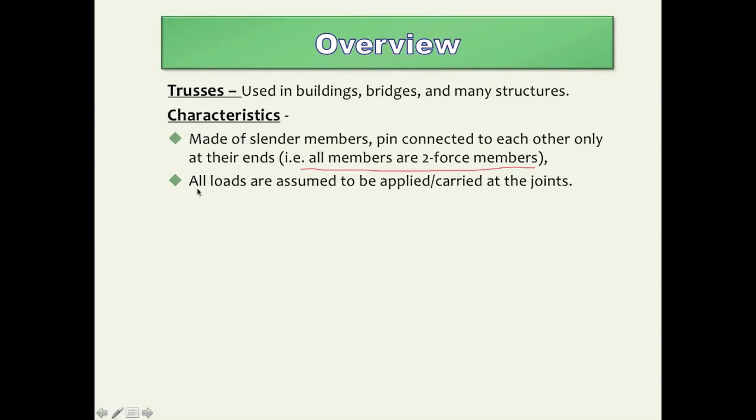Also, all external loads that act on the truss are assumed to be carried at the joints. Although this may sound physically not realistic, that is the assumption we make. Even in the case that we have loads distributed over the truss, we basically model these loads in such a way that they're acting only at the joints.